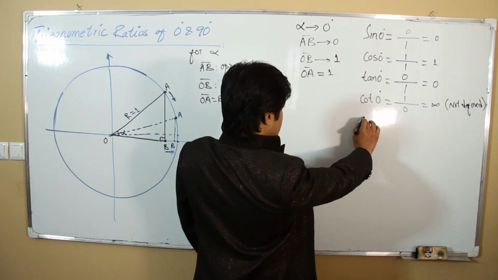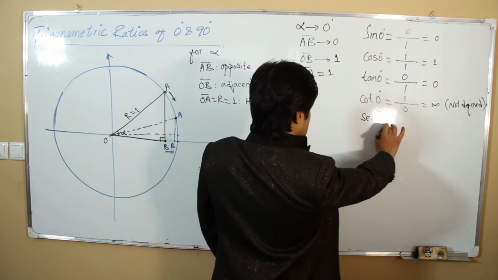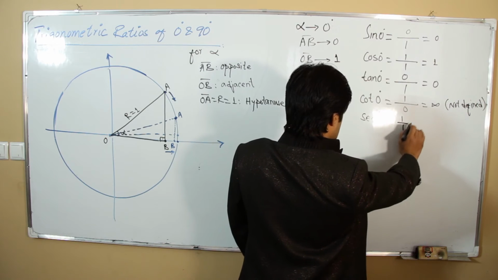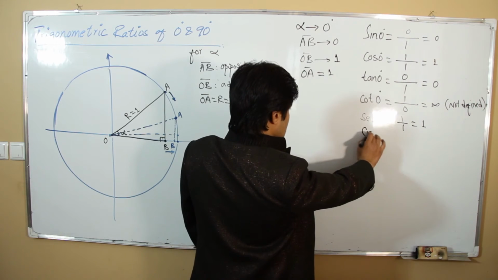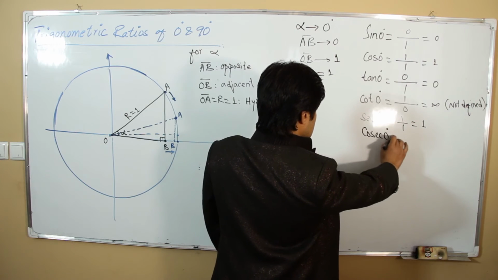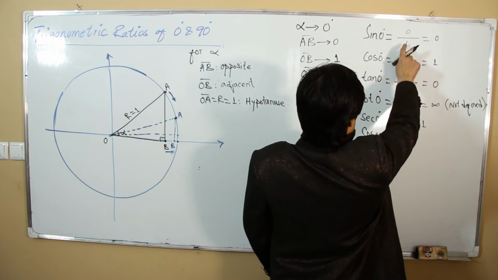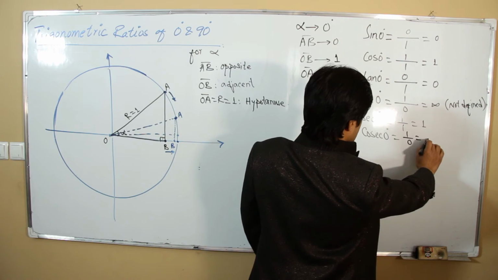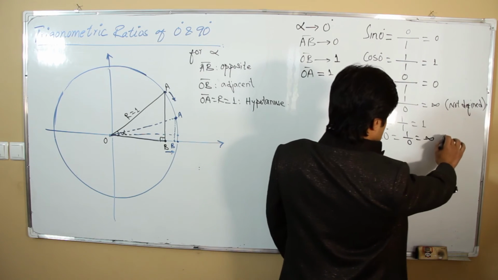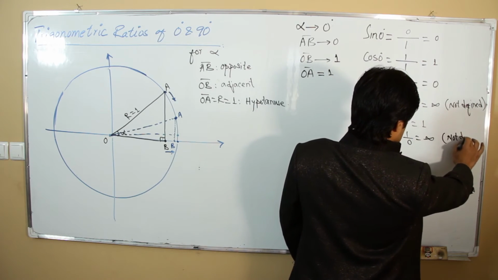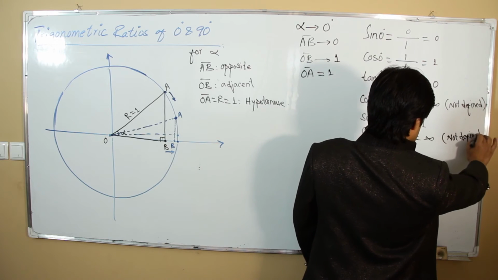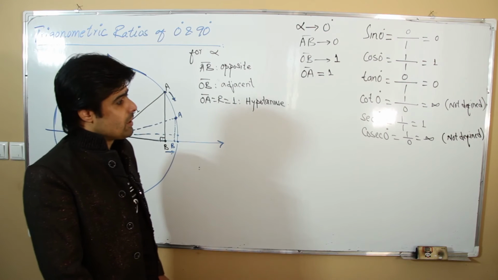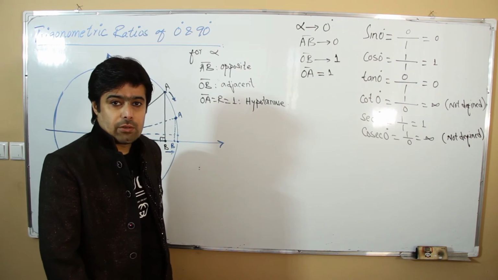And the same for secant of 0. It is the reciprocal of this one. 1 divided by 1, which is 1. And cosec for 0, what is it? It is 1 divided by 0, which is infinity, and this one also we can say is not defined. These are all the trigonometric ratios for the 0 degree.